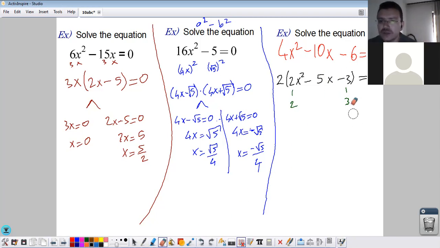So this didn't work. I should change their places up and down. 1 times 1, 1. 2 times 3, 6. 6 minus 1 is 5. So this is the case, the working case.